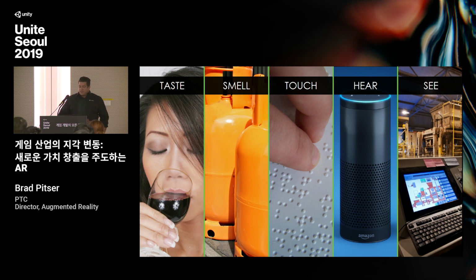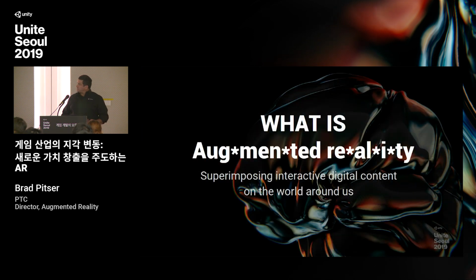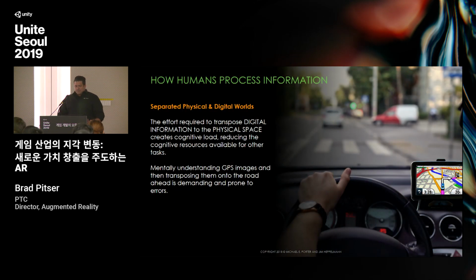So AR, or augmented reality, enables a new information delivery paradigm, which we believe will have a profound impact on the way we structure data and interact with it. The effort required for us to transpose digital information to the physical space creates a heavy cognitive load. Reducing that cognitive load frees up mental resources for other tasks. For example, mentally understanding how GPS images relate to the real-world road ahead can be very demanding on what you're trying to do, and it could easily lead to a potential accident on the road.